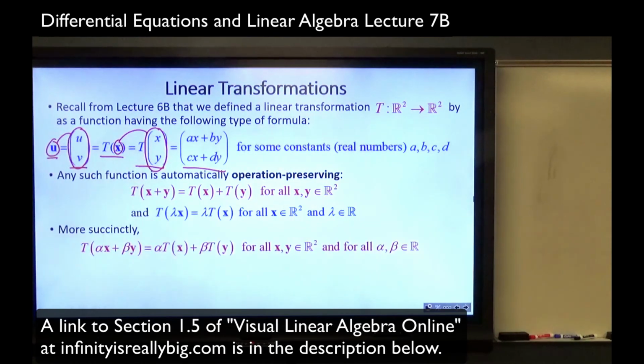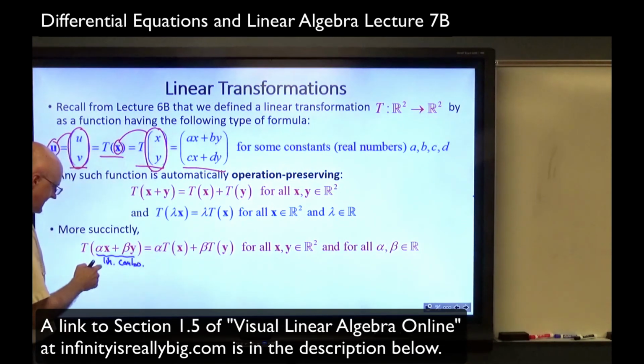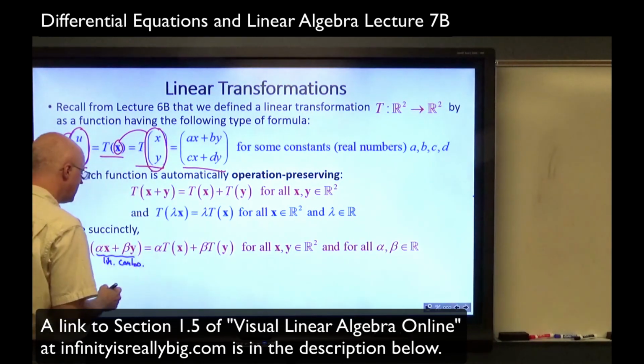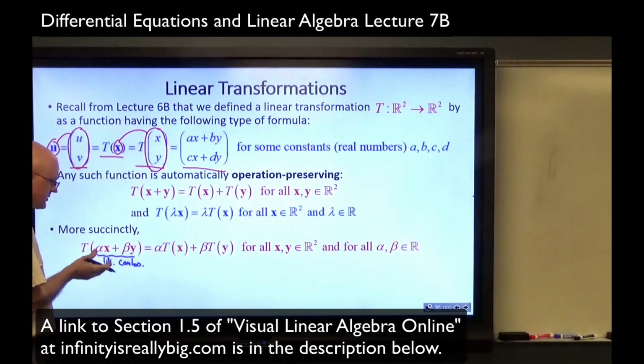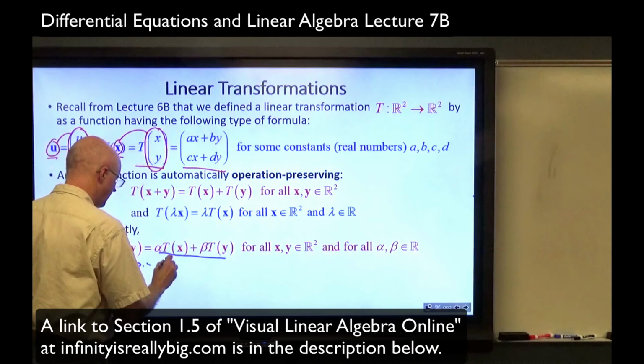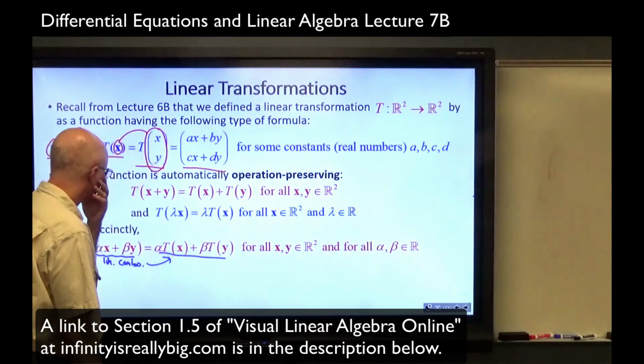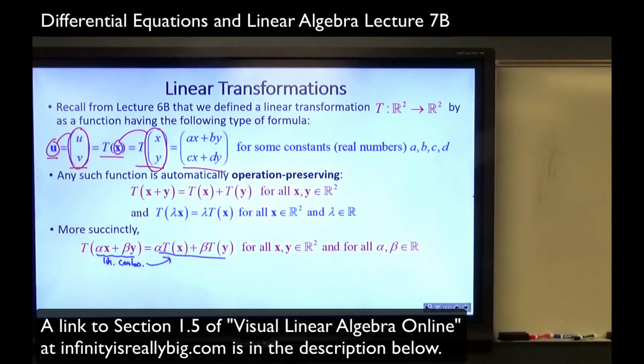More succinctly, we could also write this. T of an arbitrary, this has got a name here, this is called a linear combination. Linear combo. T of a linear combination, where you are combining two vectors with scalar multiples as well, by addition, is the corresponding linear combination of the outputs T of x and T of y, where you've got the same scalars alpha and beta, and you're still adding here. The idea of a linear combination is pretty important. So this is true.